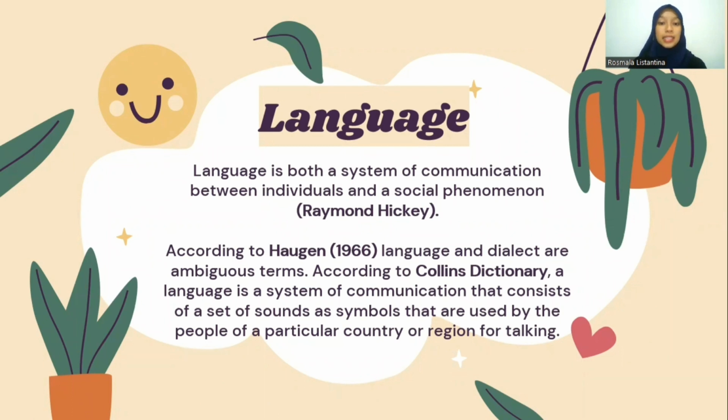According to Hagen, 1966, language and dialect are ambiguous terms. According to Collins Dictionary, a language is a system of communication that consists of a set of sounds and symbols that are used by the people of a particular country or region for talking. The remaining language is used by a particular community, meaning language that relates to society or social life.